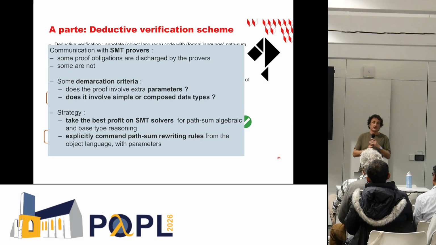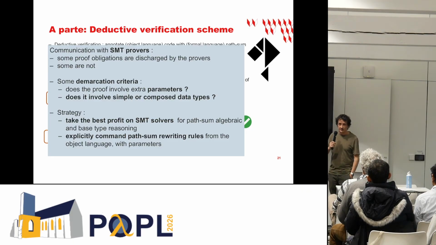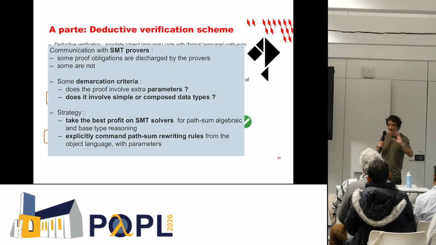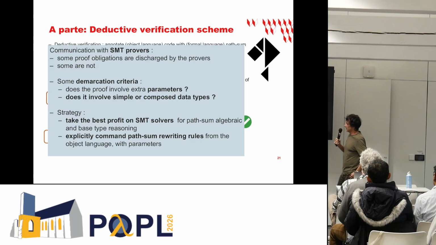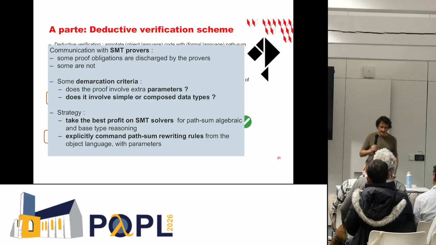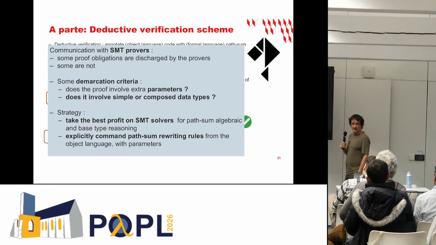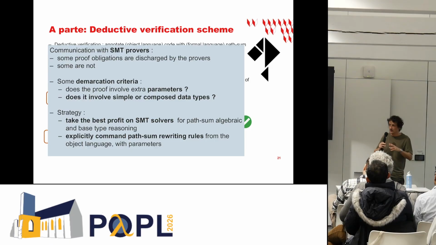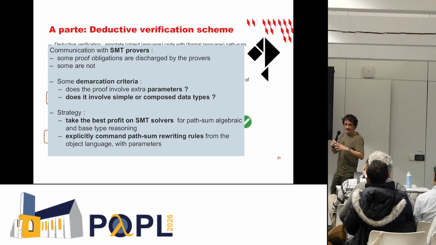And so the strategy here is to take the best profit of SMT solvers and to let them be in charge of all the proofs about algebraic reasoning and internal types reasoning. And for the last category, the rewriting, to explicitly command the rewriting from the object language. And so this rewriting rule will be full rewrite instructions from the object language.